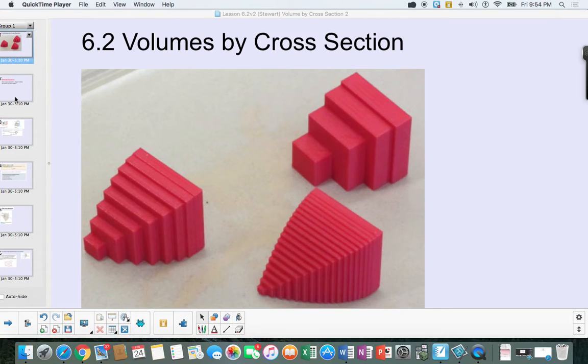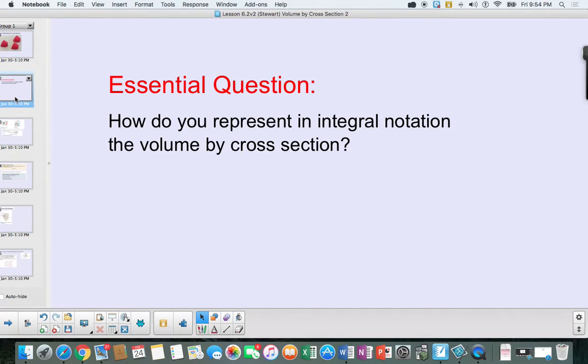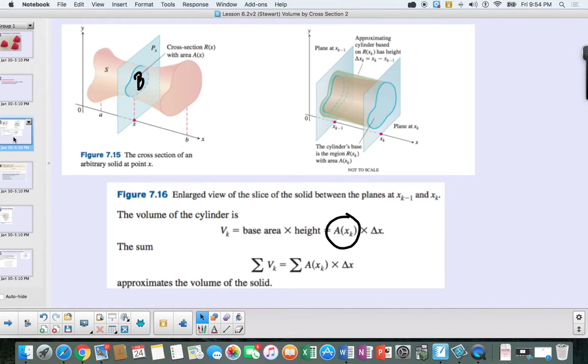6.2, volumes by cross-section. Essential question: how do you represent in integral notation the volume by cross-section? All right, let's go ahead and take a look at how this is different from volume by revolution.